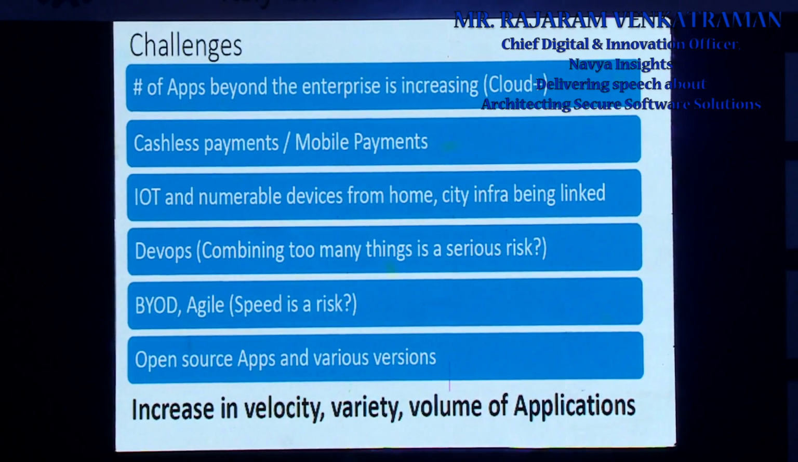Similarly, BYOD, Agile. People are interested in releasing more into production. Without proper checks, without proper compliance, anything released into production can pose a significant risk. So people who are looking at Agile will have to face the threat of security very, very seriously. They may release many things into production, but if some of these have real loopholes or real drawbacks, then potentially they can end up in serious issues. And many of them are using open source apps and various versions, right? That is another big challenge in terms of security. So the increase in velocity, variety, and volume of applications is definitely much bigger than what was happening earlier.